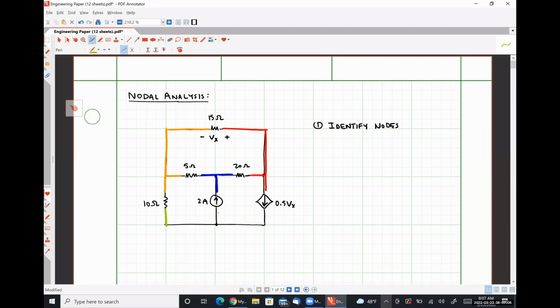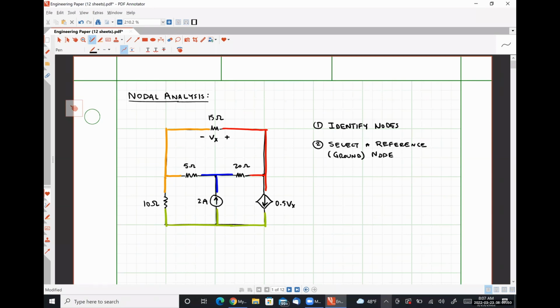And we can see that this circuit contains 4 distinct nodes. Okay. Step number 2 is to select a reference, or more commonly called ground, node. Okay.